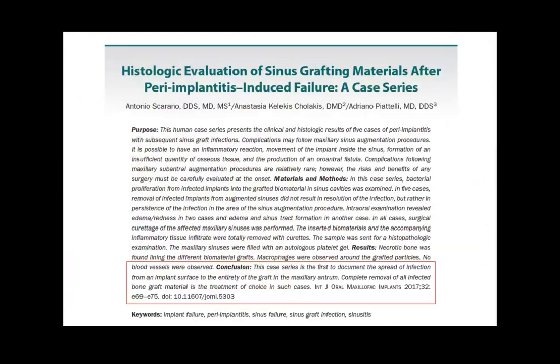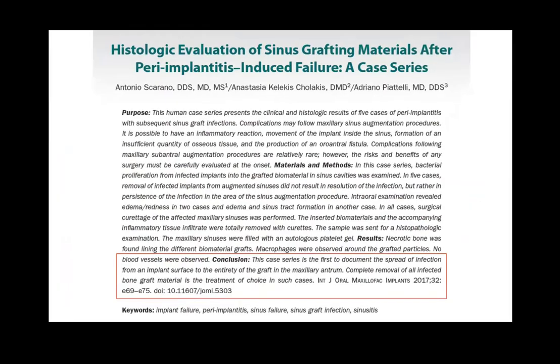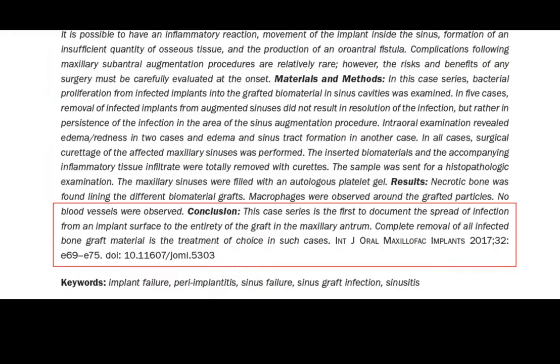Now, why is this a problem? Because you can see this paper that came about, and they said that anytime you have an inflammation around an implant, and you are in grafted sinuses, for instance, in sites where they had a ceramic and they had the xenograft, this went to the entirety of the graft in the sinus and required them to clean it up. And that's something I've seen, and I'm going to show it to you in a case.